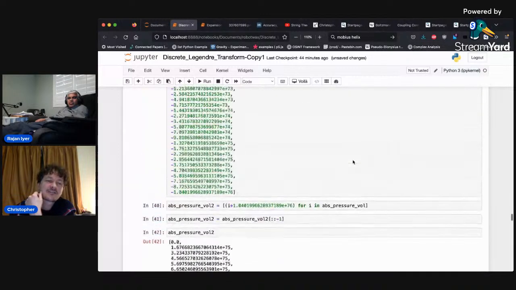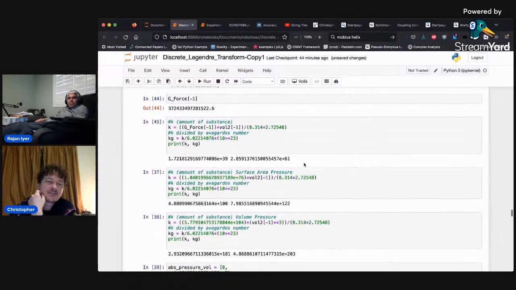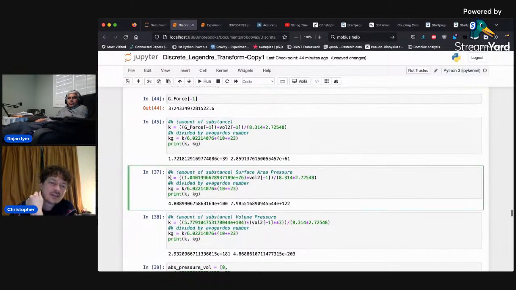Yeah, it's the wrong variable. It should be N. So let's change it to N. Just change it to N. But this might not be a good idea. See, this is volume. That should be volume. I'm going to change that to surface area. I'm going to change this to N.